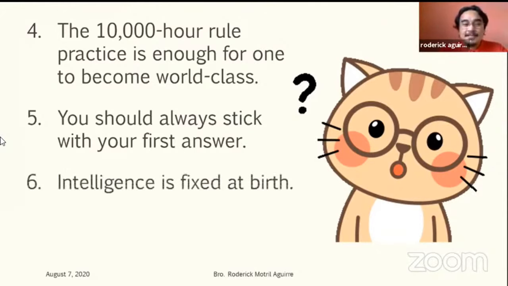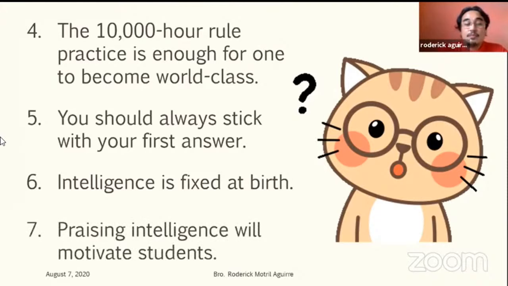Okay. Next, intelligence is fixed at birth. No, intelligence is improving. That's why the formula for getting the IQ is mental age over chronological age. Our intelligence improves as we get older. Basically, the speed and the bulk of our intelligence depend on the kind of exposure that we have been faced with, have been introduced to, either by our teachers or by the environment itself or by our society.